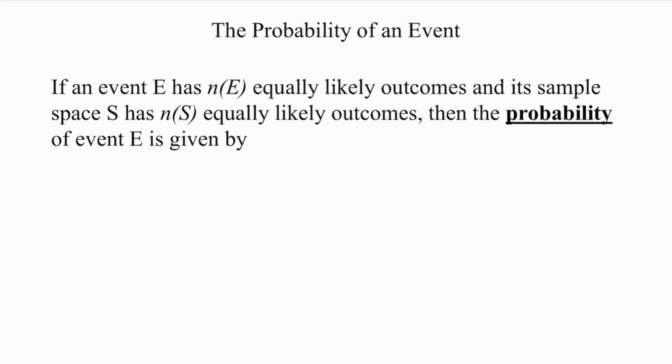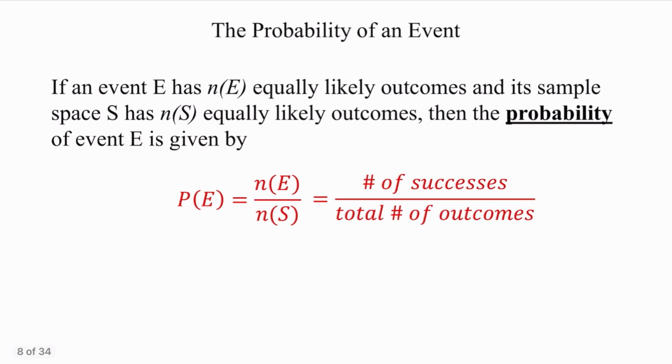The probability of an event. If an event E has n(E) equally likely outcomes, representing the number of outcomes for the event, and its sample space S has n(S) equally likely outcomes, which is your total number in your sample space, then the probability of the event E is given by P(E). The P is for probability, and the E is the event. This is our proper notation for representing the probability of an event, and it is your number of successes divided by your total number of outcomes.